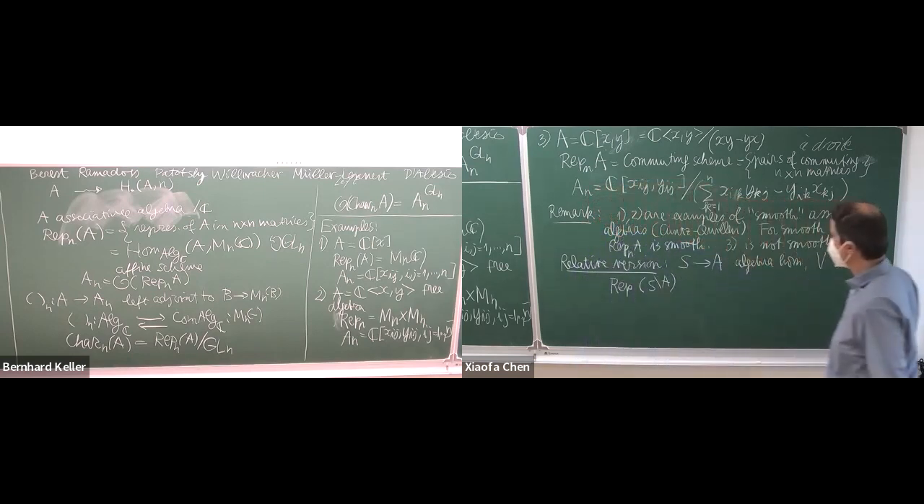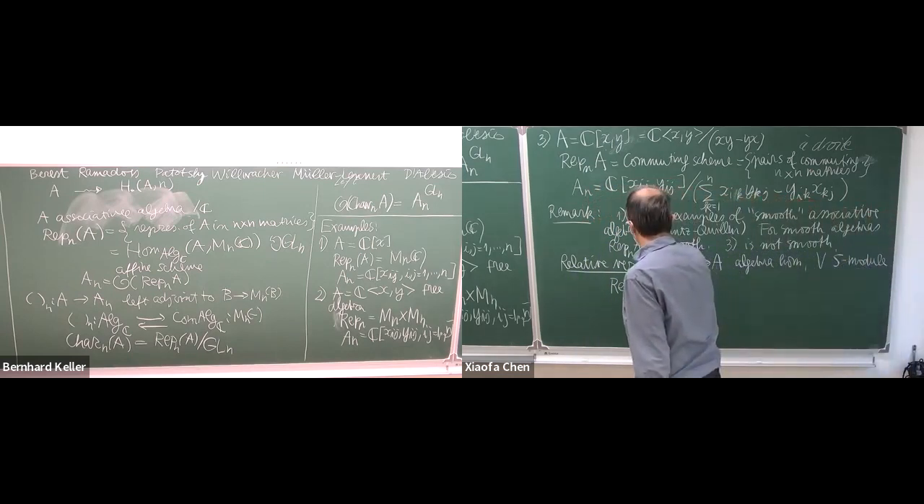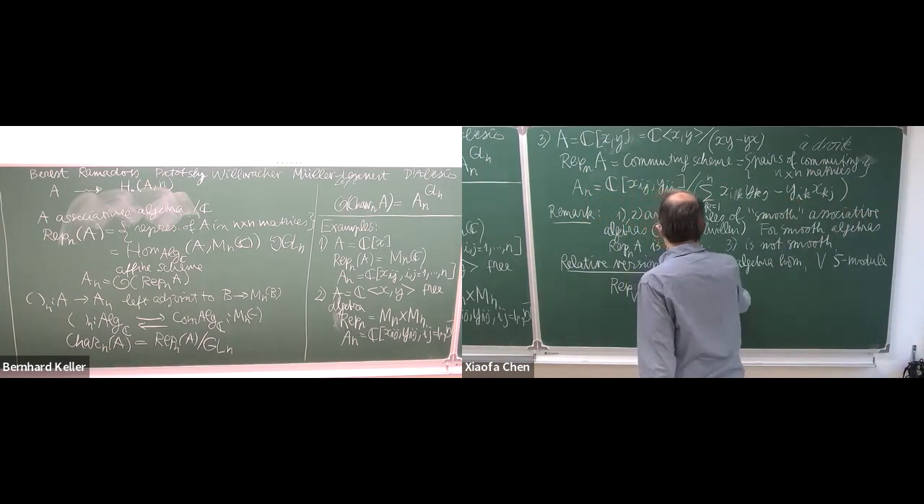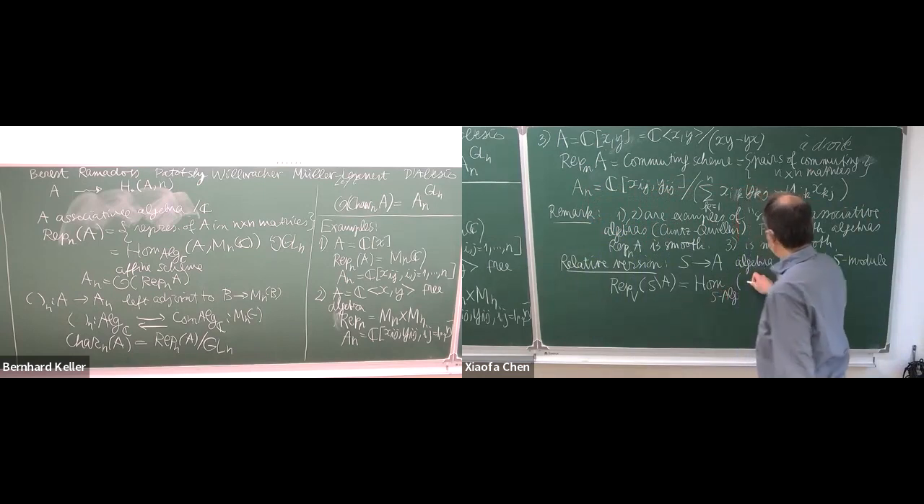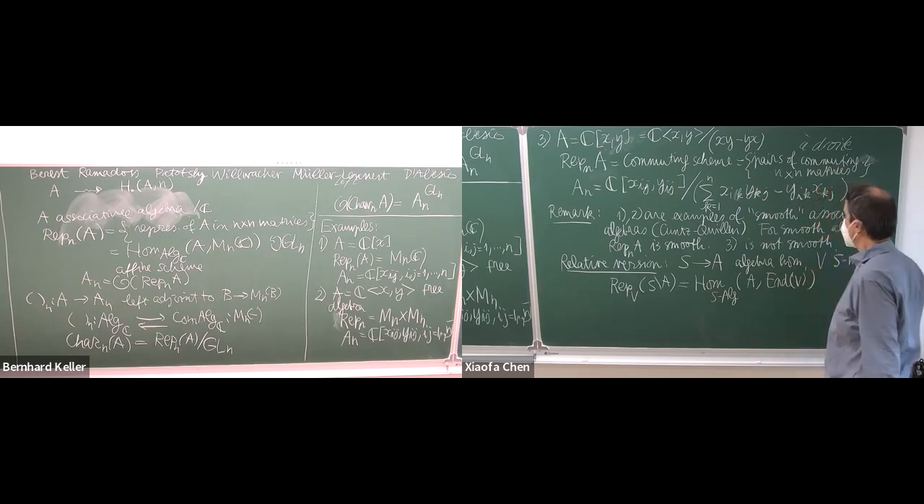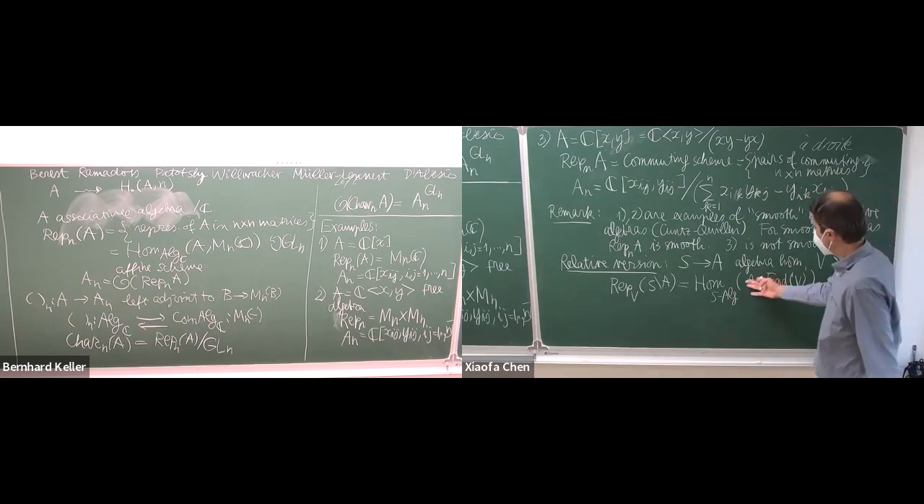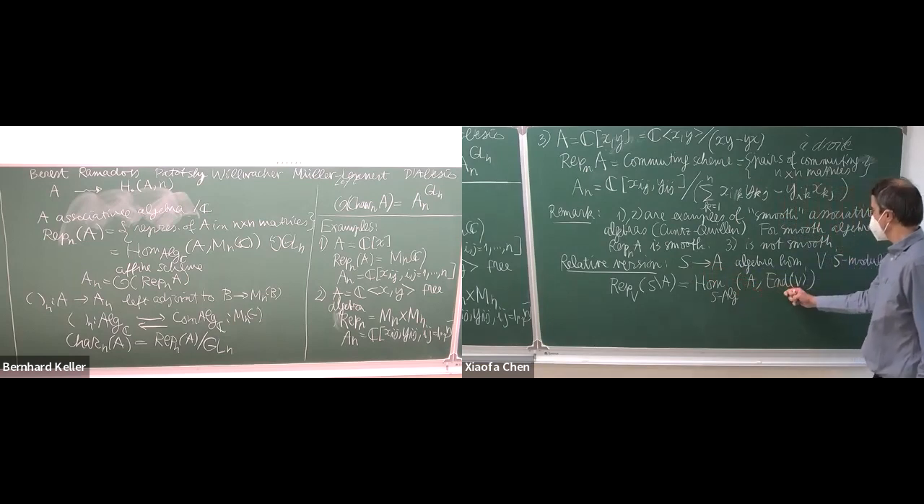Excuse me, is it assumed that S is commutative? An S-algebra homomorphism from A to End of V, which means that the image of A should be mapped to End(V) by this representation.